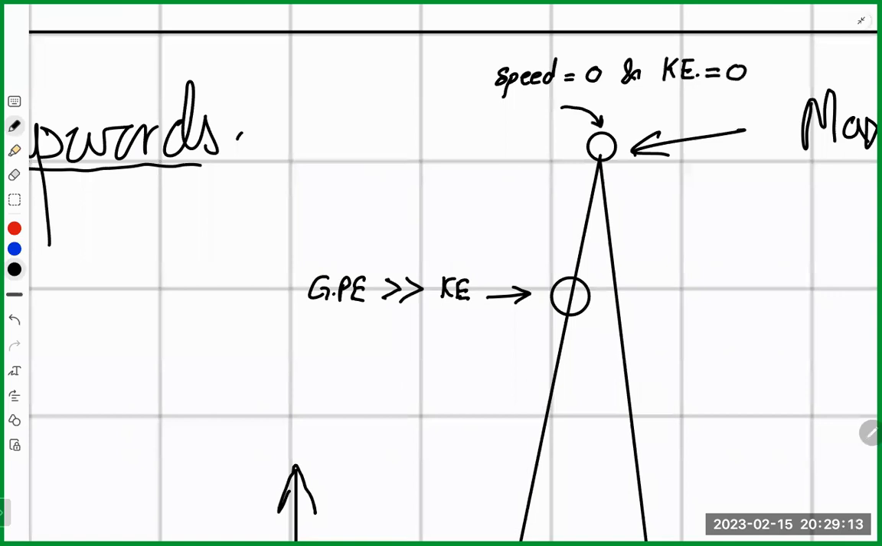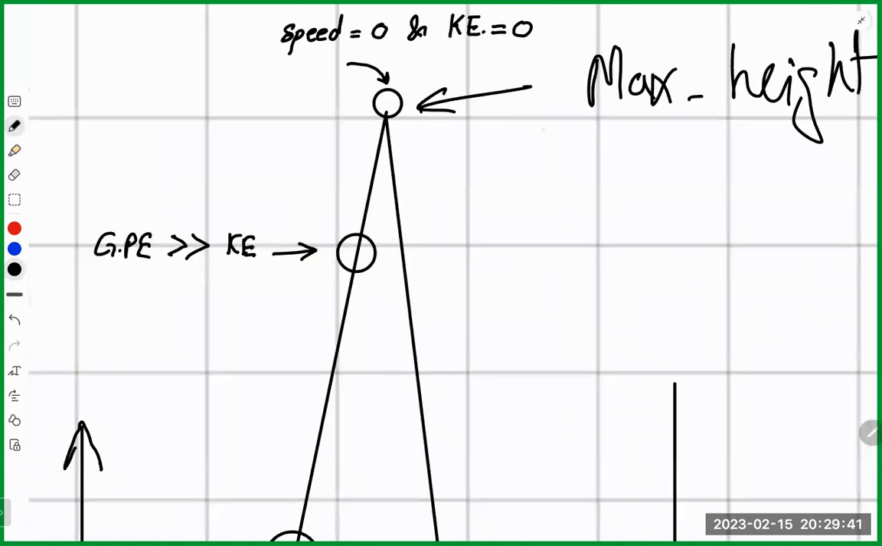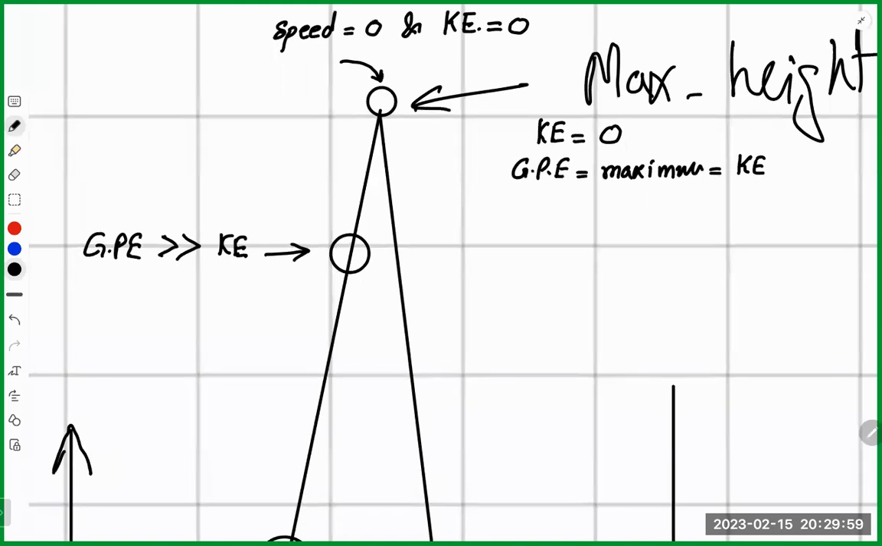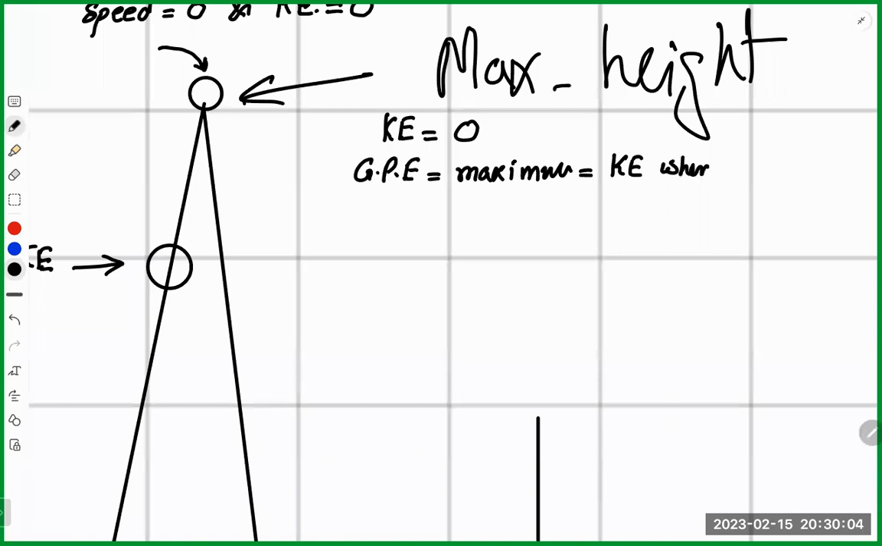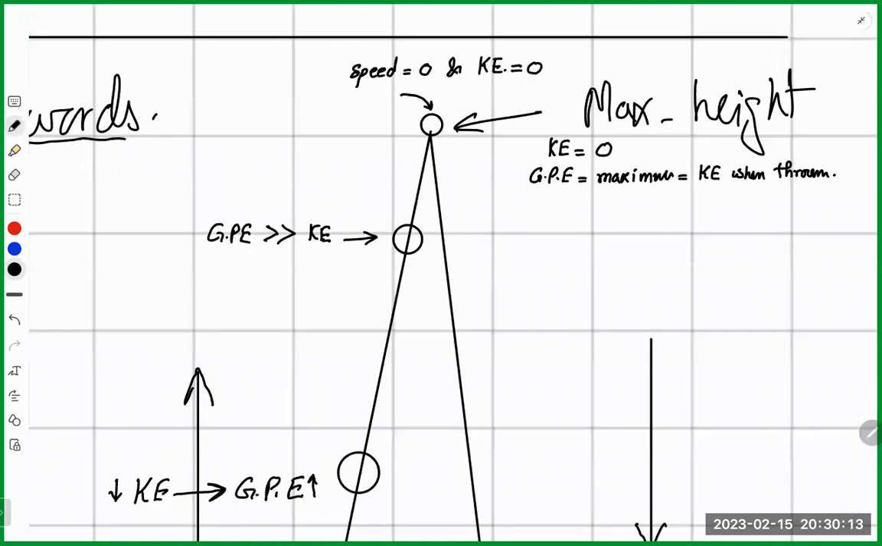Now, if you believe in the law of conservation of energy, which you must if you're studying physics, then if one type of energy has decreased, it has converted into some other form of energy. A type of energy can increase and decrease, but the total energy has to stay the same. At the top, when there is maximum height, kinetic energy becomes zero, and gravitational potential energy is maximum and equals the kinetic energy when thrown. This is a very important line, because it will help you establish a mathematical relationship. Pay attention. When the object is up, its kinetic energy is decreasing, gravitational potential energy is increasing.